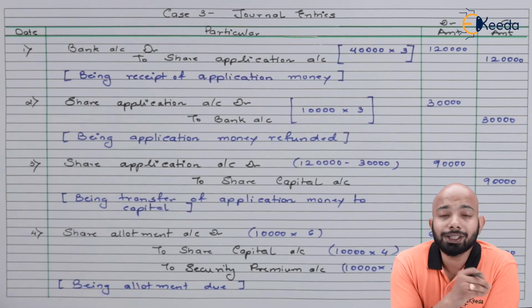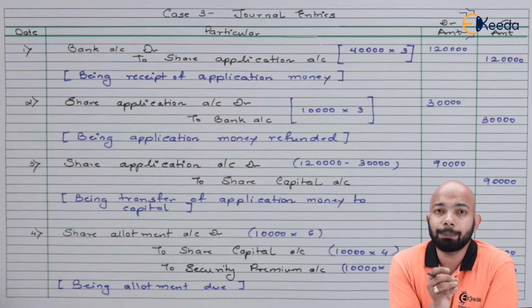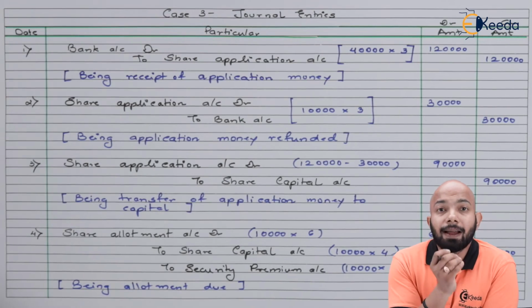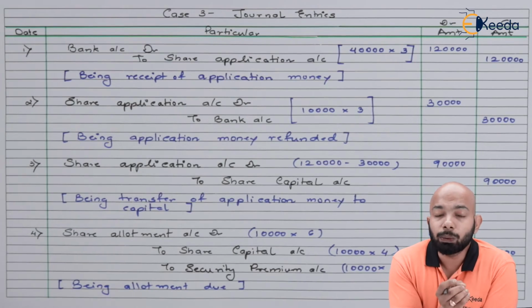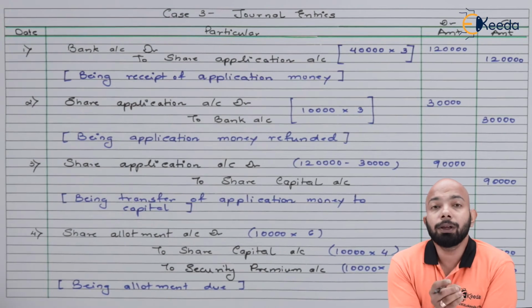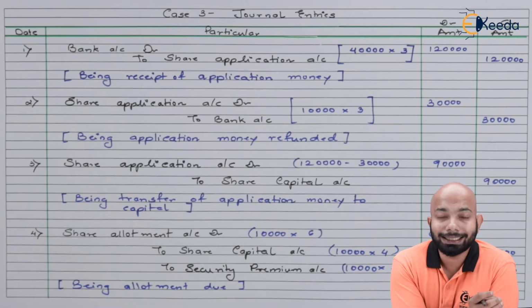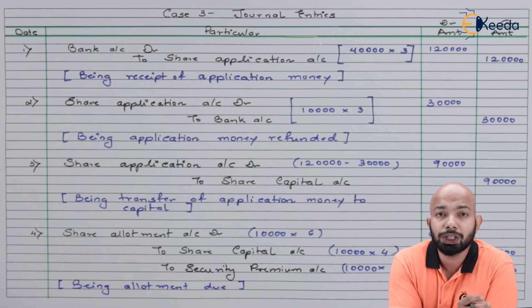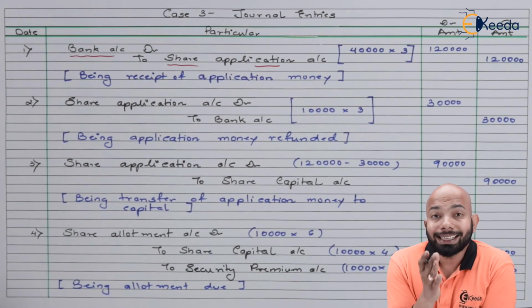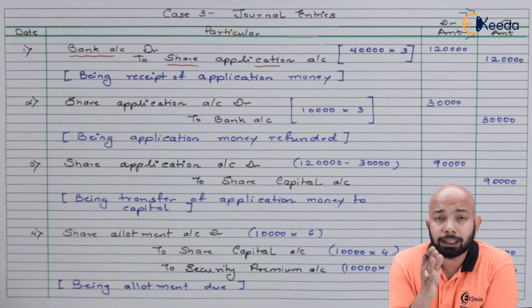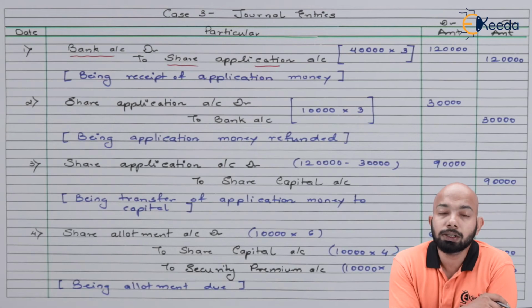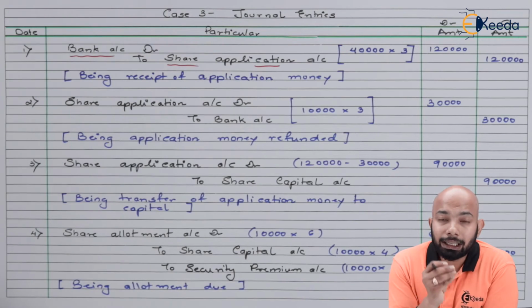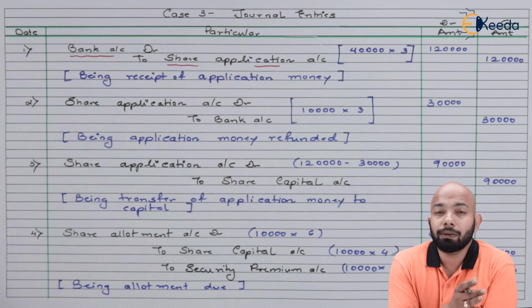When you have to figure out these details, you need to just make sure of a few things. The first entry that we will be passing here is the receipt of application money. That means bank account debit to equity share application. That will be for 40,000 multiplied by 3 rupees, because 3 rupees is the application money as mentioned in the question. So the entry that we have mentioned is bank account debit to equity share application, 40,000 multiplied by 3, 1,20,000 is the amount. This includes all the subscription money that we have received here.